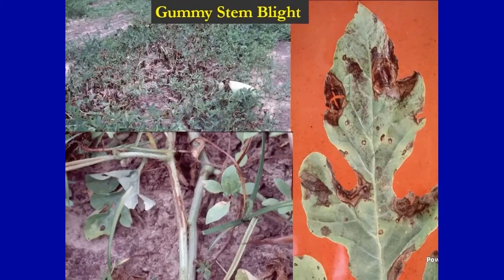They start at the nodes on the vines, spread longitudinally, and they can crack under moist conditions. You might see a gummy ooze exuding from that lesion. And these cankers can completely girdle those vines, and that's why you start seeing the dieback, like you see in the upper left-hand corner, as these vines die back to the site of the canker. So it can be a devastating disease once it gets going and it's uncontrolled.